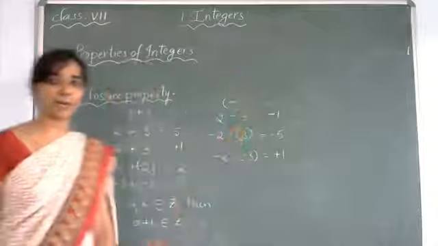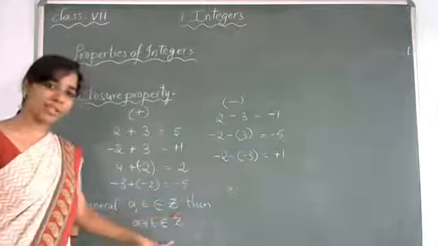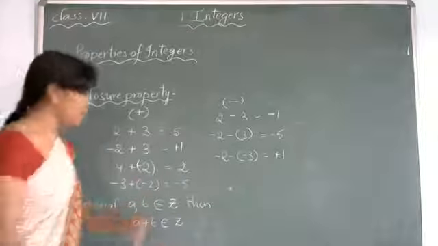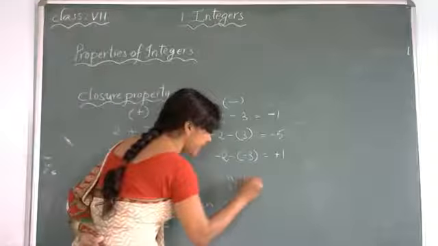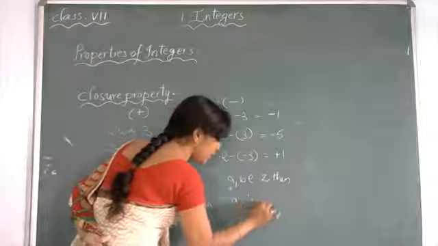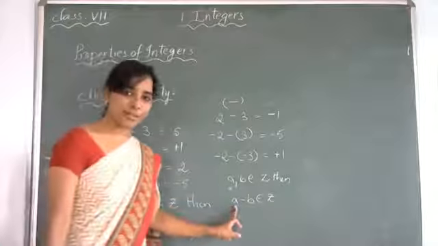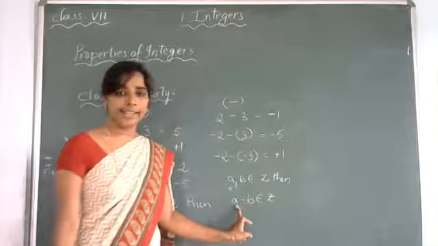So what is the closure property I said? In general, if a, b belong to Z, then a plus b also belongs to Z. In the same way, a minus b also belongs to Z. So under subtraction also we get an integer only.